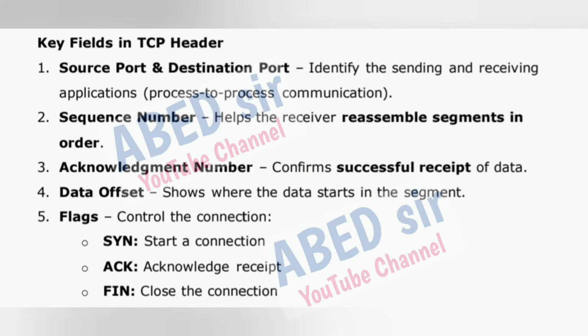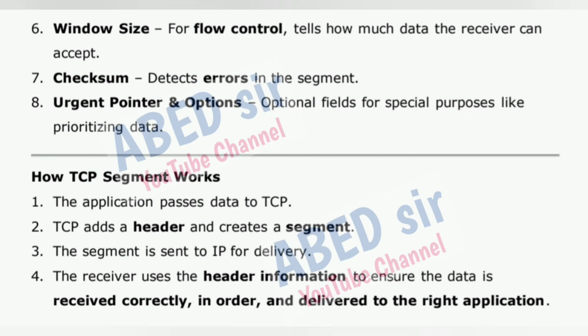FIN closes the connection. 6. Window size, for flow control, tells how much data the receiver can accept. 7. Checksum detects errors in the segment. 8. Urgent pointer and options, optional fields for special purposes like prioritizing data.